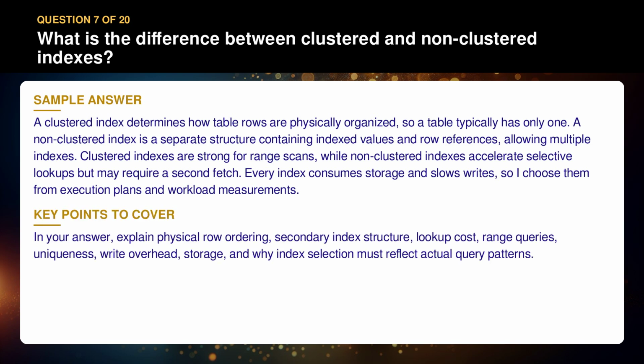In your answer, explain physical row ordering, secondary index structure, lookup cost, range queries, uniqueness, write overhead, storage, and why index selection must reflect actual query patterns.